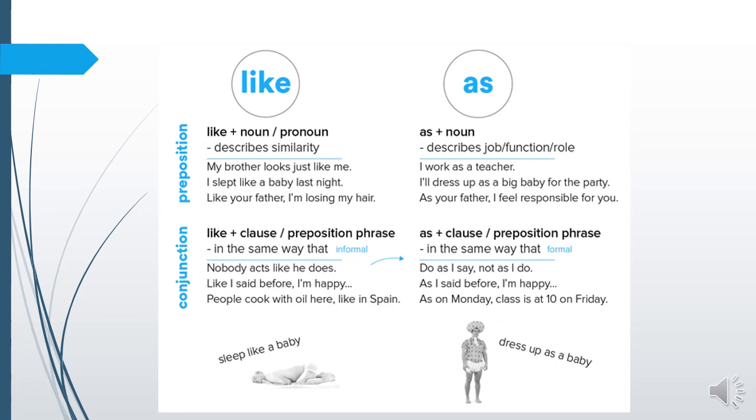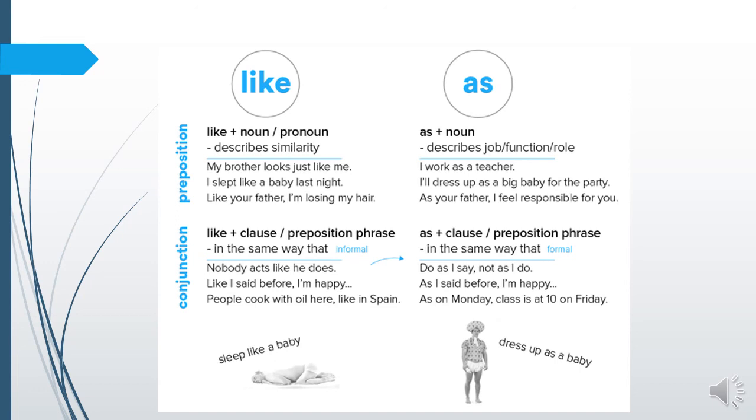As: do as I say, not as I do. This is a famous proverb that people want you to do as they say, as they tell you to, but they themselves don't do what they tell you. So they are a bad example to you. As I said before, I'm happy. This is completely formal. As on Monday, class is at 10 on Friday.